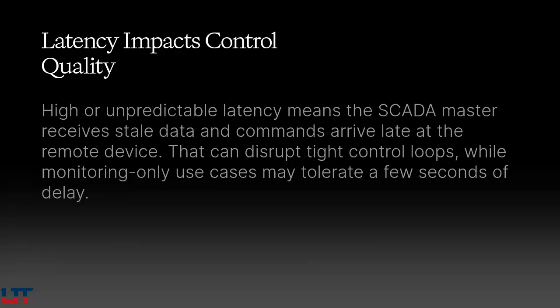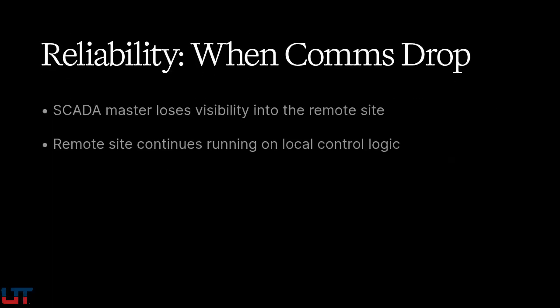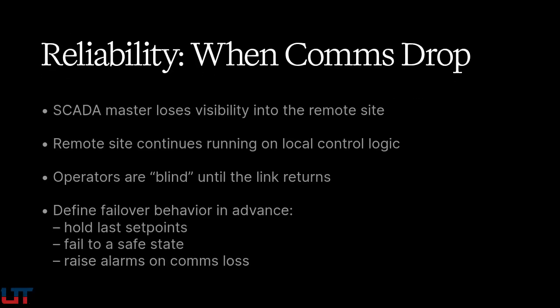A path with high or unpredictable latency means the SCADA master receives stale data and commands arrive late at the remote device. For tight control loops, that latency can cause operational problems. For monitoring applications where a few seconds of delay is acceptable, it matters less. A path with poor reliability means periods of lost communication during which the SCADA master has no visibility into the remote site. The remote site continues operating on its local control logic, but the central operator is blind.